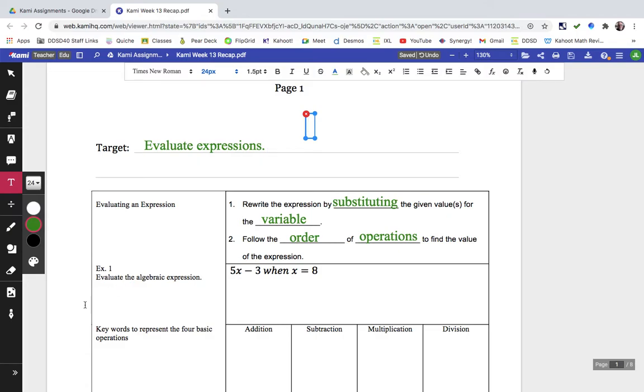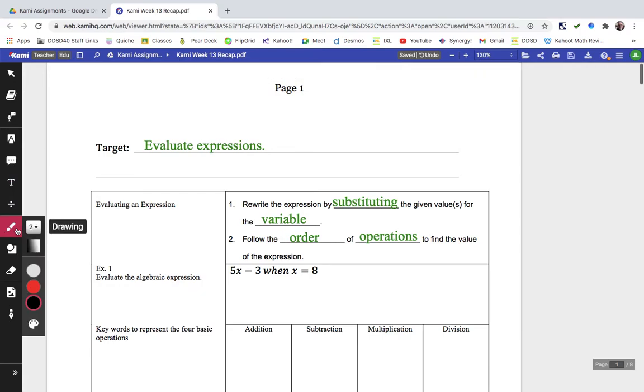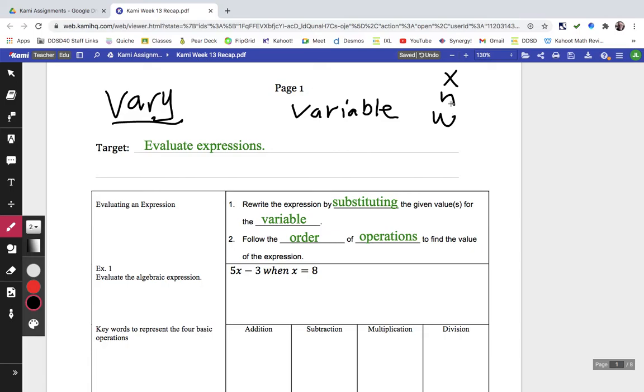When you think of variables, we talked about this in class, I want you to think of the word vary, like something that changes, like the weather varies, the weather changes. So a variable is something that is able to vary, something that's able to change. When we don't know what a number is in algebra, we just put a letter there, like an X or an N or a W, and that's called a variable.